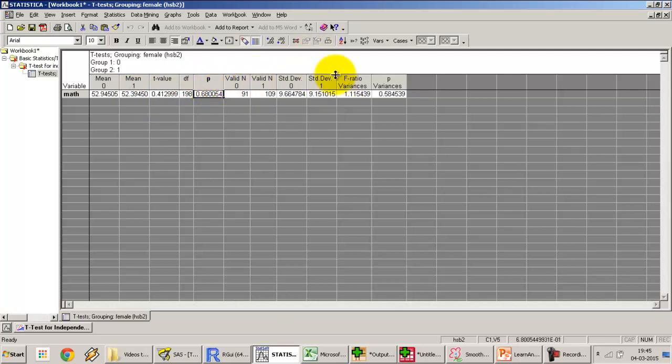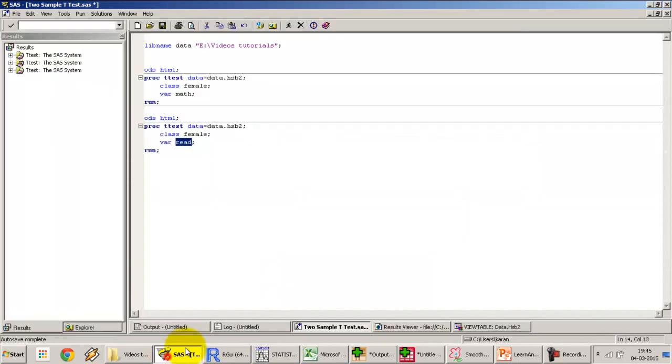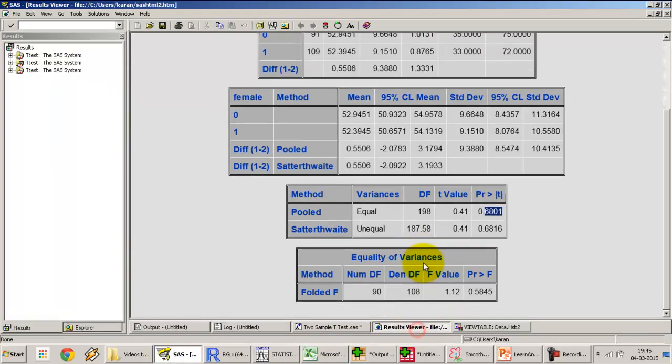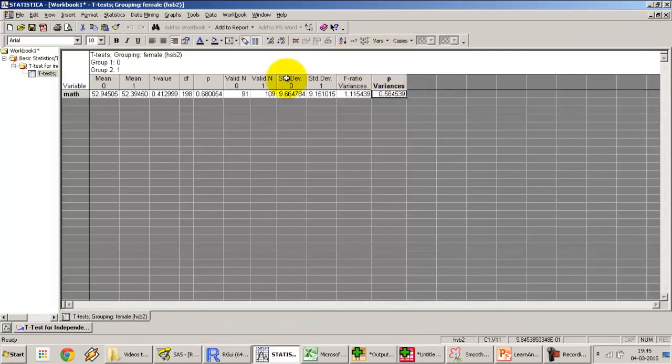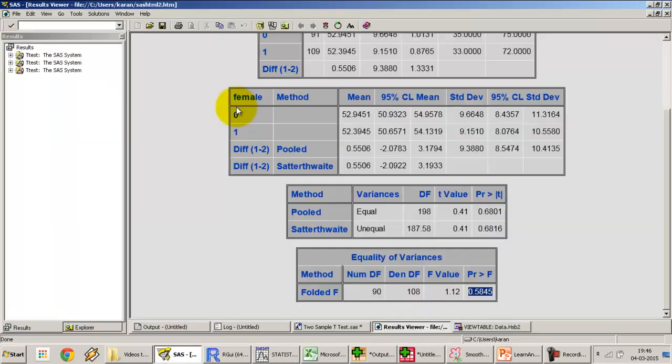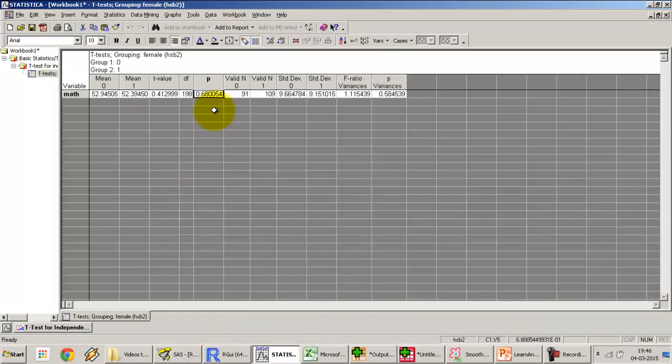Right? So please remember that this p-value, which is the p-value of the test of variance, is not the same as the p-value of the t-test. So this is the equality of variances test which is conducted in SAS in the end over here. We don't need to look at this value. We can simply look at this p-value which gives us the p-value for the test, which is 0.680, which assumes that the two samples are again not different to each other at all. Right, so this was how we do it in Statistica.